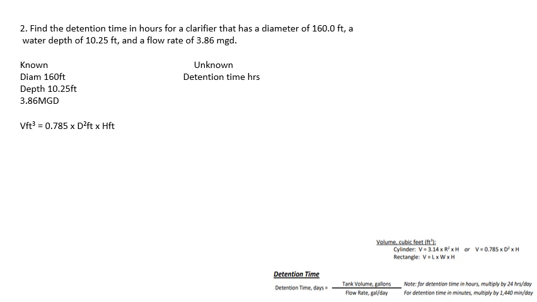First, we must find the volume. Volume for a cylindrical vessel with diameter given is 0.785 times diameter squared times the height.